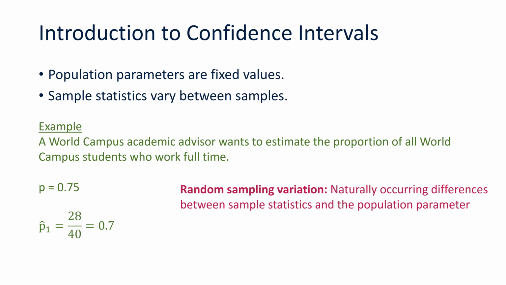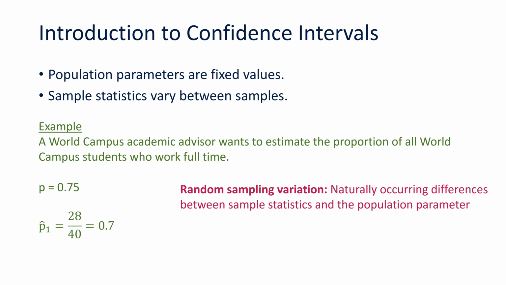If we would take many samples of n equals 40 from a population with a proportion of p equals 0.75, we would expect most sample proportions to be around 0.75, but they're not all going to be exactly 0.75. That variation is called random sampling variation.